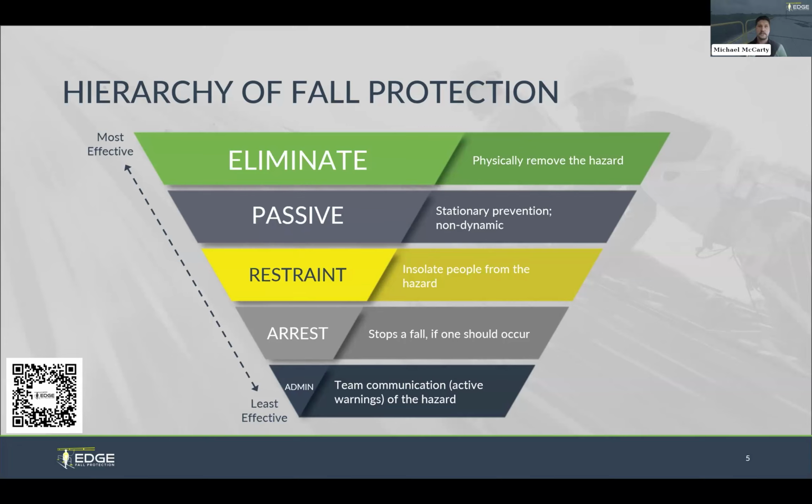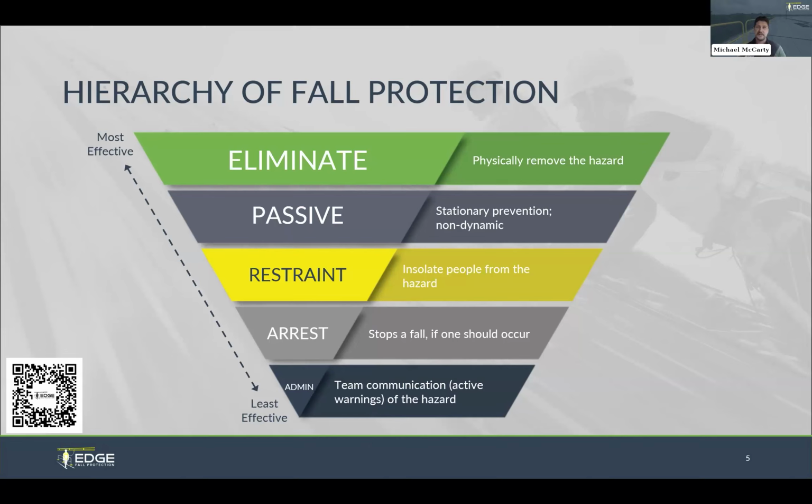If at all possible, we want to not use fall protection at all. So a couple examples here. You have a rooftop unit on your roof that you need to service monthly, twice a month. So instead of servicing that unit on the roof, you could bring that unit to the ground floor if you have space for that. And then you don't have to have anyone get up on the roof at all.